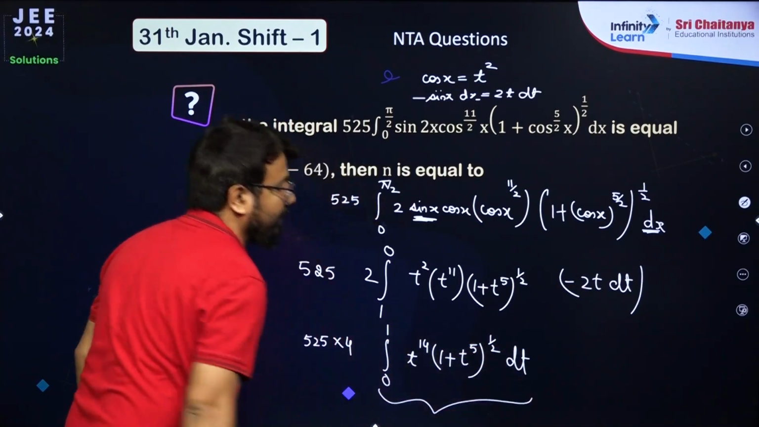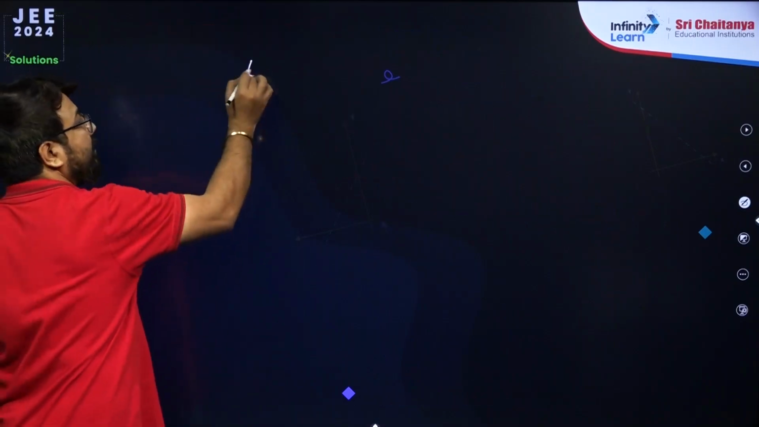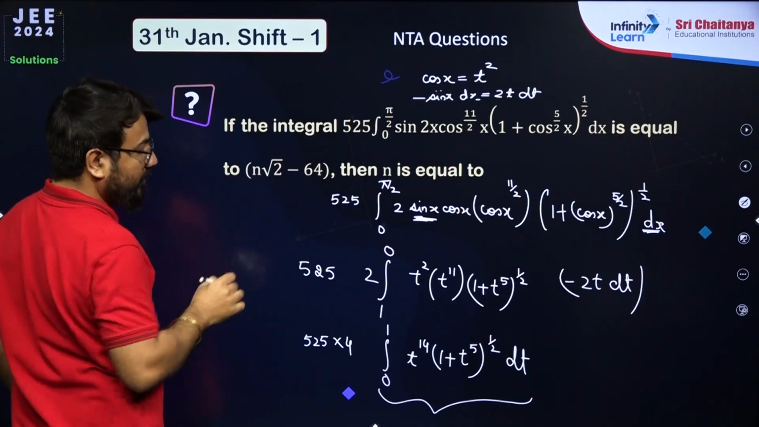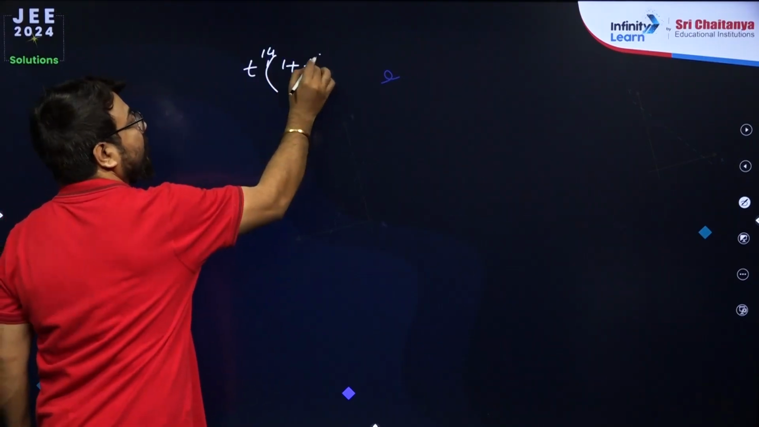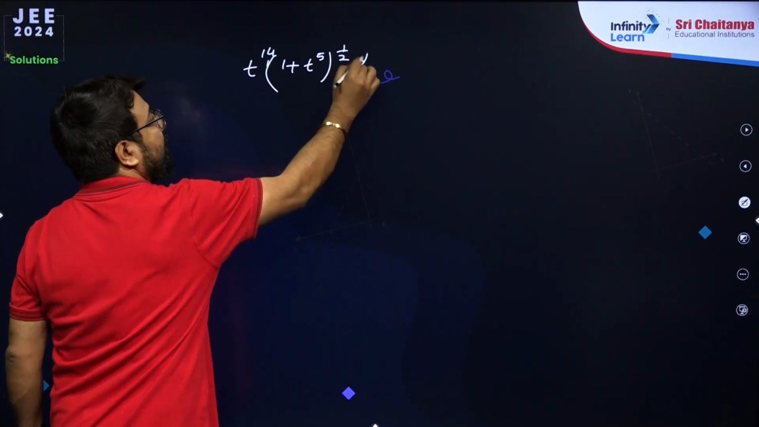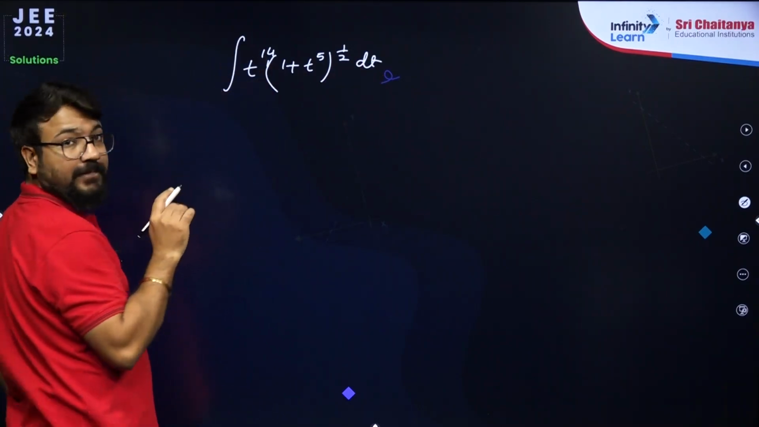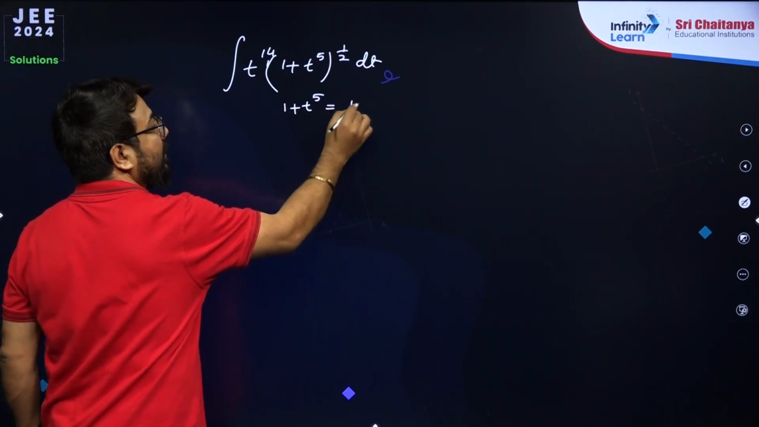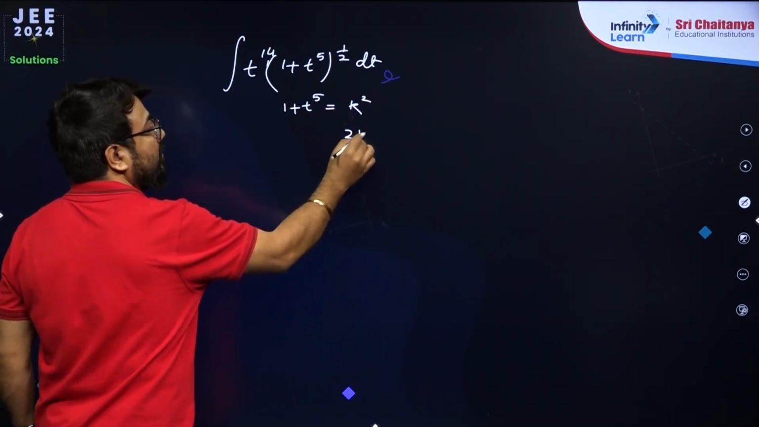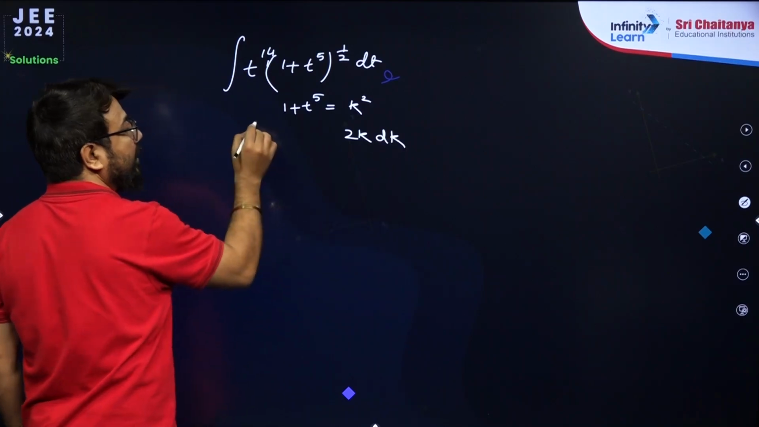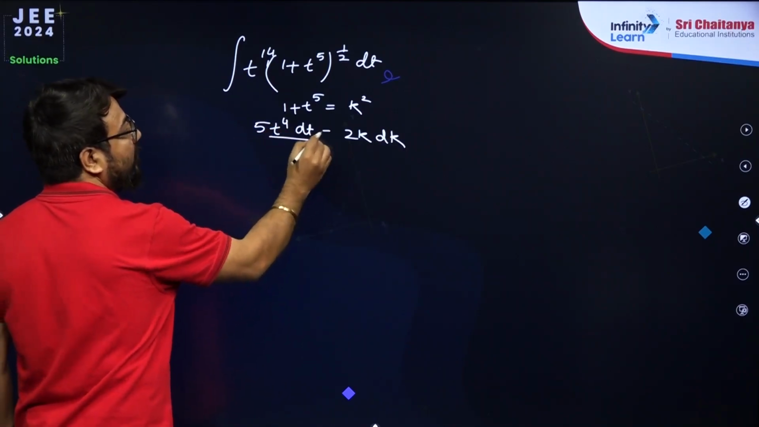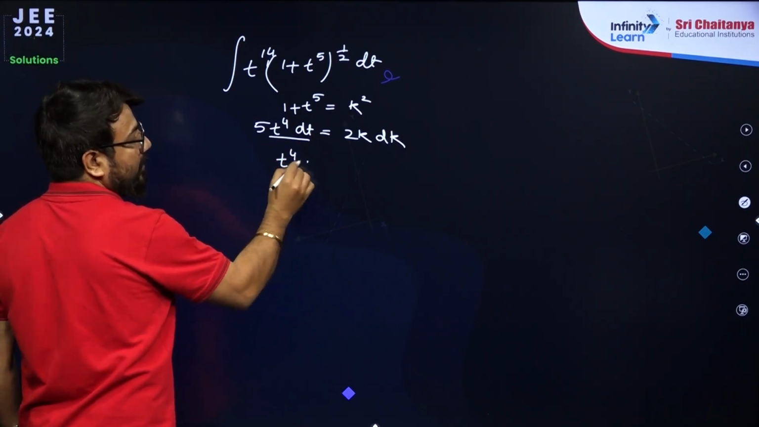I wish to get this integral. So I'm writing here t raised to the power 14, along with that 1 plus t raised to the power 5, this is power half and dt. I am evaluating this integral only. So let us assume that 1 plus t raised to the power 5 is a new variable. Let us say k square. This will be 2k dk, and here it will be 5t raised to the power 4 dt. So t raised to the power 4 dt we can evaluate from here.